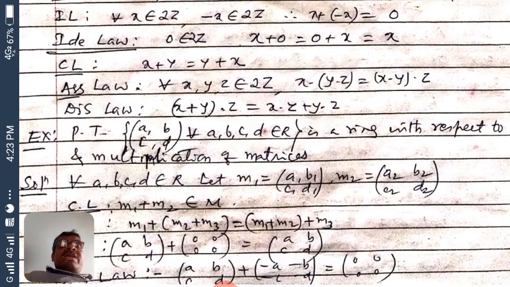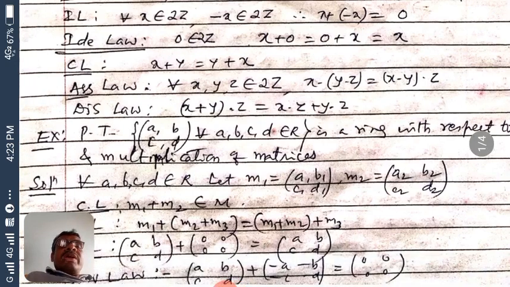The first axiom is to show that it is an abelian group under addition. Consider two different matrices of the given form, that is M1 and M2. So M1 matrix is (A1 B1; C1 D1), and M2 matrix is (A2 B2; C2 D2). Then start with the first law, closure.